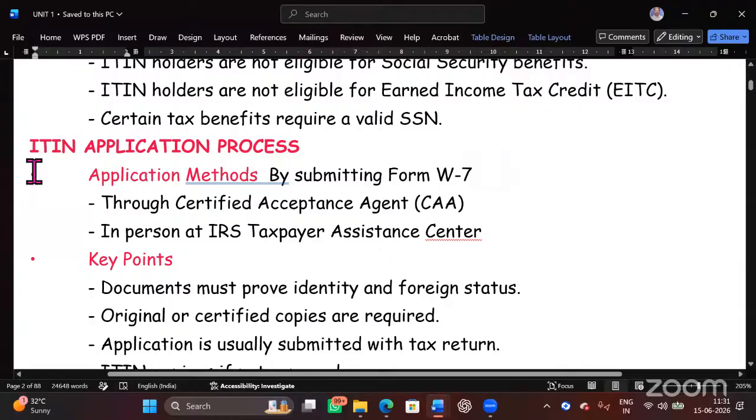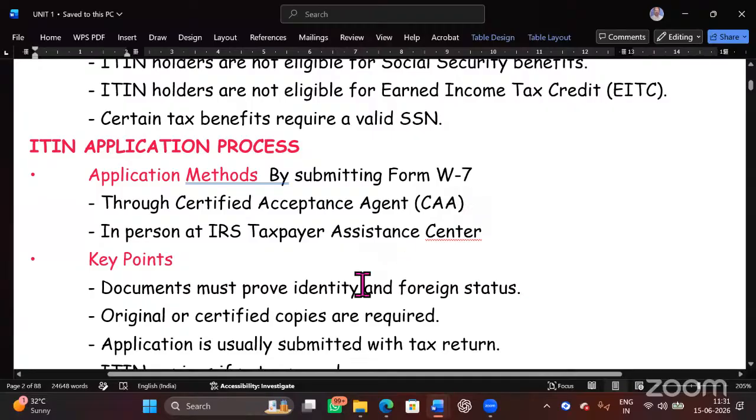How to get that number? We have two important channels. One is CAA, Certified Acceptance Agents. Some authorized agents are appointed by the income tax department to issue ITIN. So if any person wants to get that number, the W7 form can be handed over to that agent. Through that agent, you can get that number.